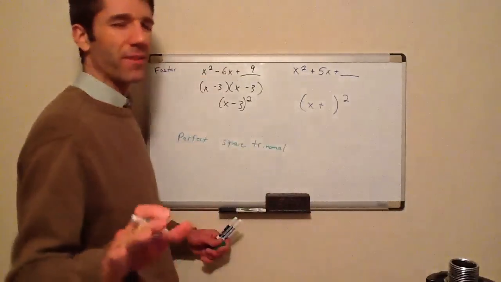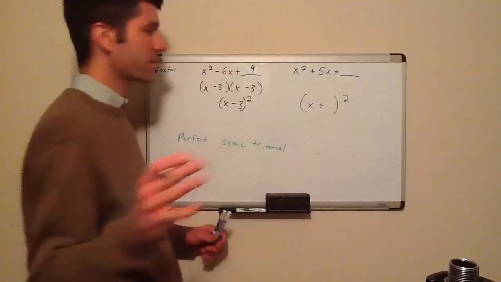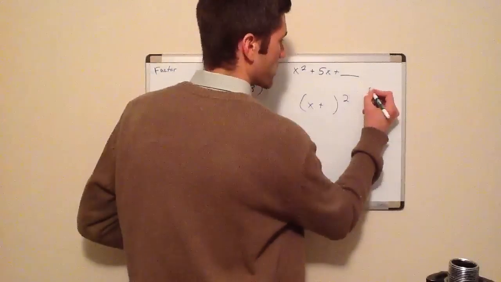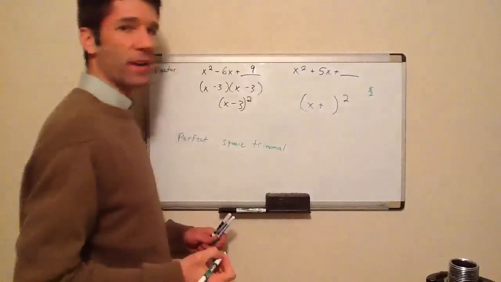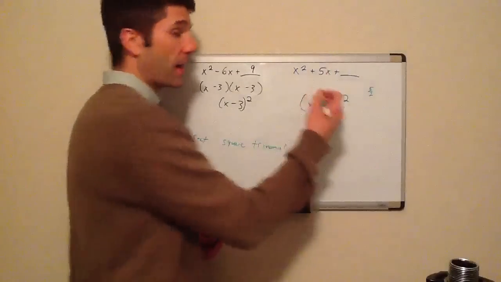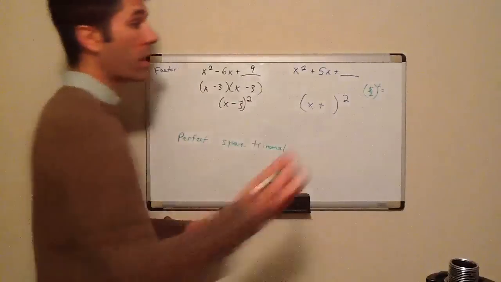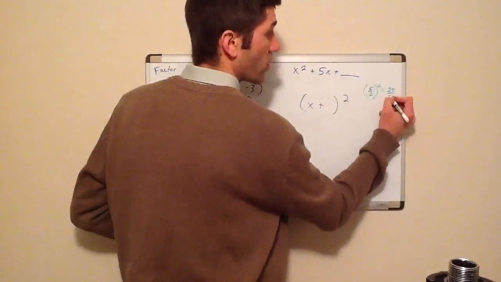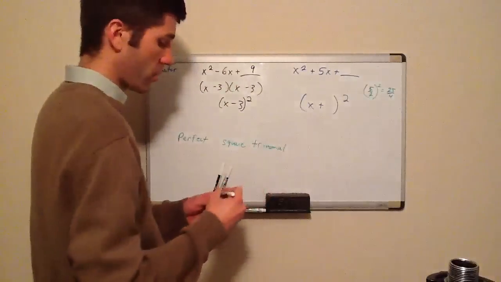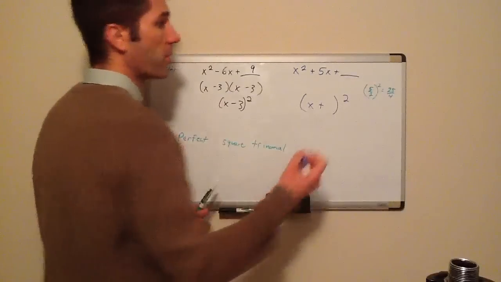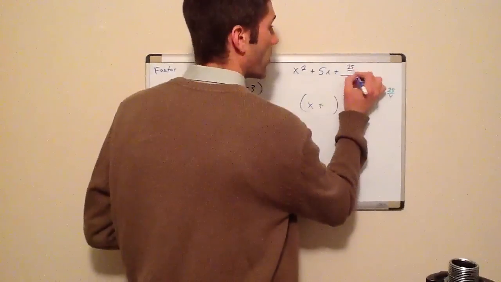Don't say 2.5. Let's not go there. Let's deal with fractions. Come on. We're big boys and girls. We can do this. Half of 5, you take half of that, and then you square it. So when we square 5 halves, any fraction that we square, we'd square the top, and we'd square the bottom. We'd square the numerator, and we'd square the denominator. And so therefore, this number is going to be 25 over 4.